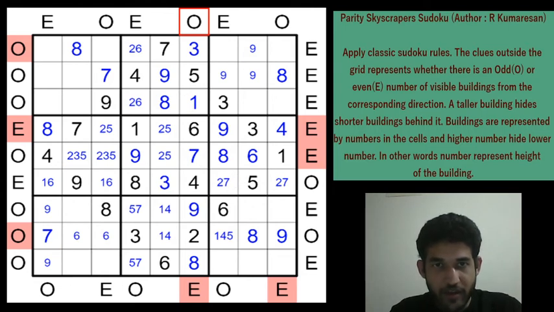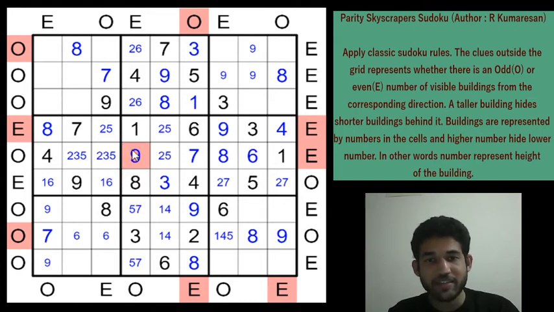So we can highlight it. This is not useful anymore. Why we are doing this is that we don't need to invest our time again on the same clue, looking at the same clue. So let us look at this odd clue. If you have a 7 here, you see 3 buildings, right? 7, 8 and 9, perfectly fine. But if you have a 5 here, then you will see 5, 7, 8 and 9. You will see 4 buildings then, because 3 is hidden by the 5. So you can't have the 5 here. So this will be a 7.